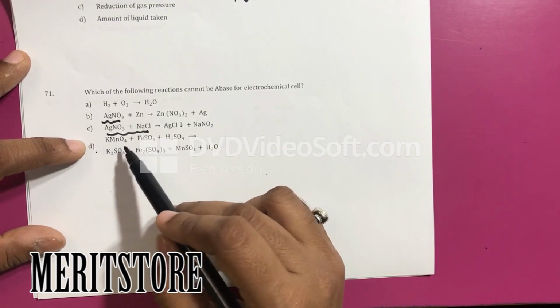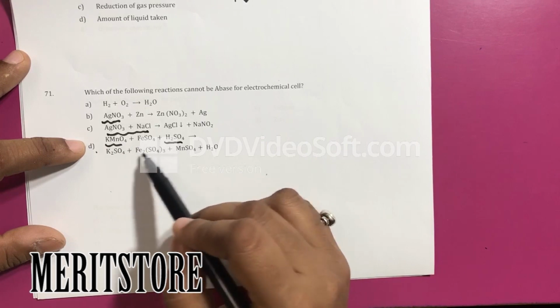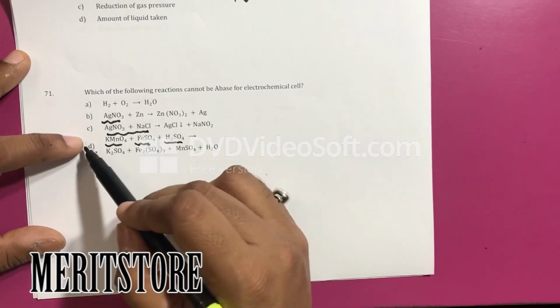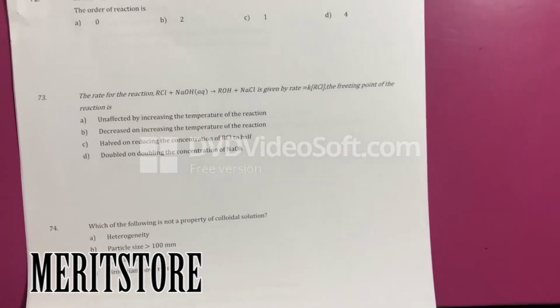But in option D, there is the acidified KMnO4 solution, which is carrying out the oxidation of FeSO4. There is no electrolyte in this reaction. Therefore, option D.